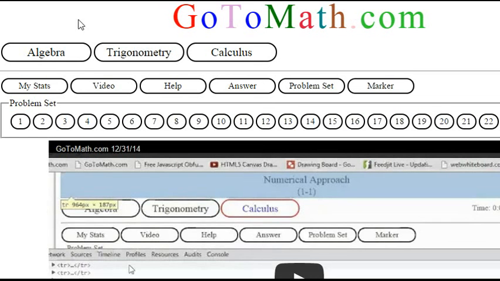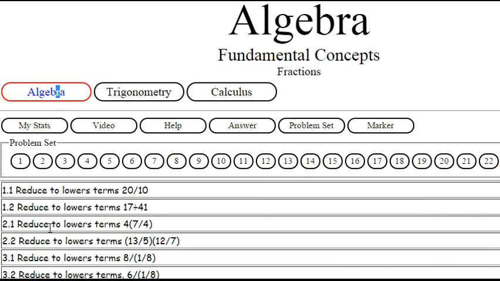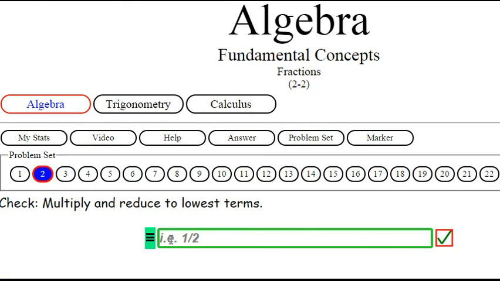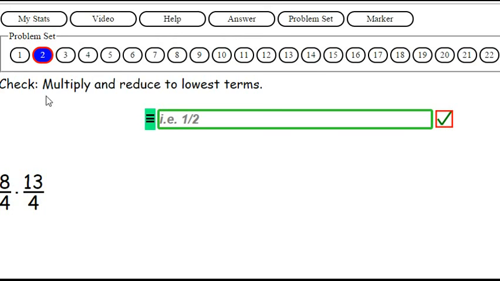Okay, we're here at GoToMath.com. Let's click on the algebra, go down to fractions, and I believe this is where we are here. Okay, so it says check. That means the check box, but it also means this is what we need to do over here, which is we got to write the answer.